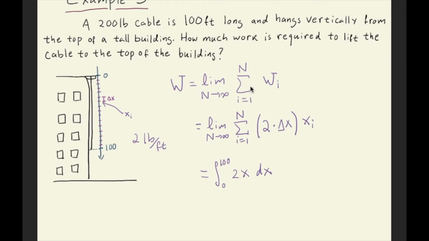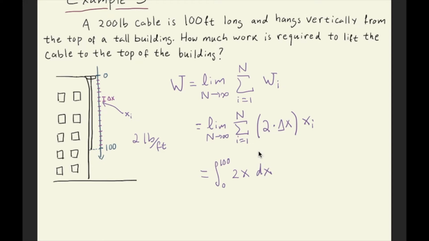You make the pieces smaller and smaller. And if you focus on one piece, what is the amount of work needed? The displacement of a piece at place xi will be xi. That's the displacement that it needs to go to get to the top. And for the force at that piece, we just used that this cable weighs 200 pounds and is 100 feet long, so every foot of this cable will weigh 2 pounds, and so something of size delta x will weigh 2 times delta x pounds. And so that's the force. Used it positively to get the work required, right?